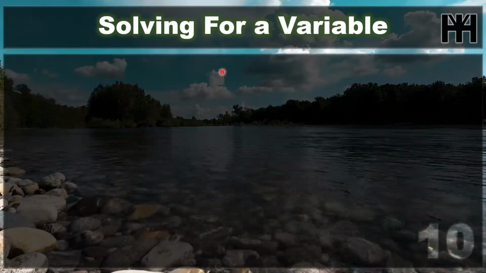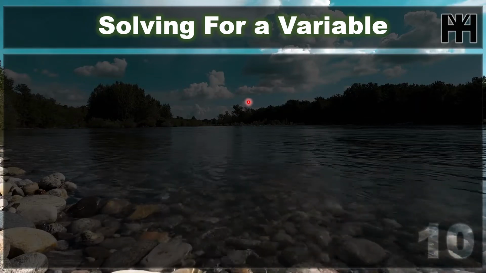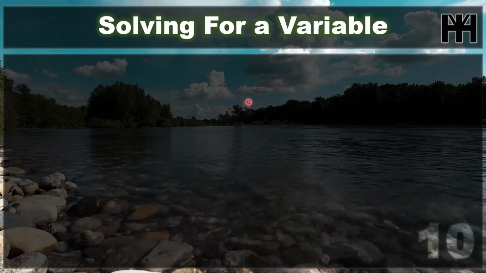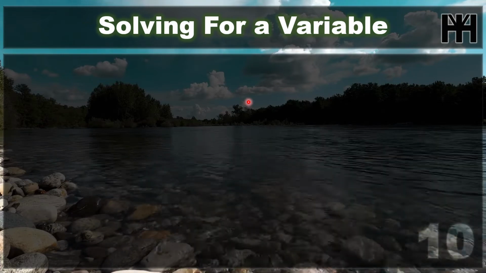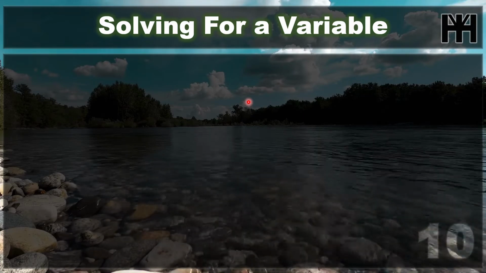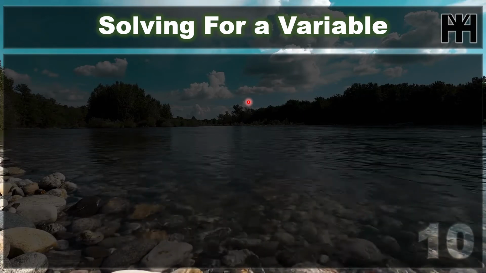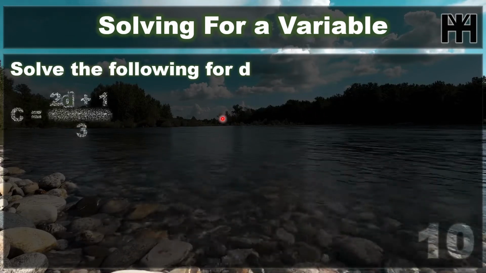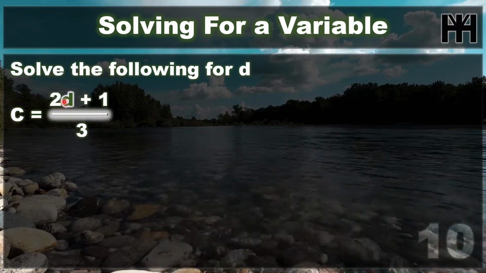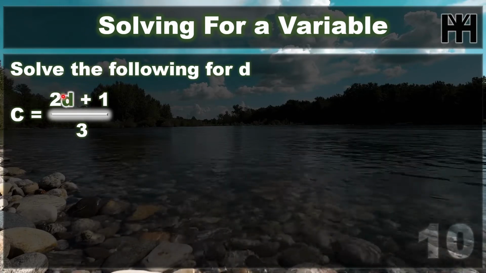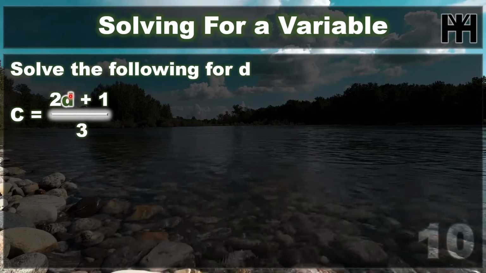Okay, solving for a variable. It's exactly the same as solving equations, but this time we will not deal with numbers. We will deal with variables. We will isolate one variable in terms of the others. Let's see here. Let's solve the following for D. Let's say we have C is equal to D plus 1 over 3. So we want to know the value of D.